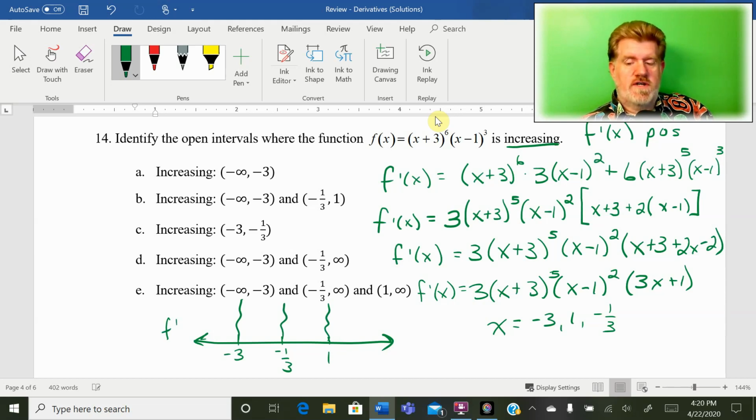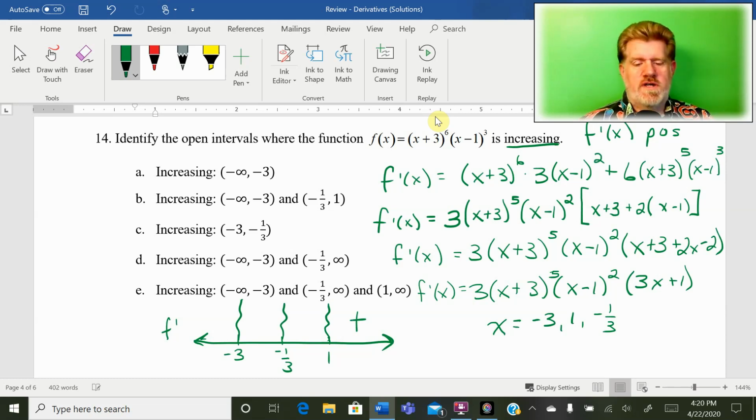This could be positive or negative. That's squared. So guess what? That's always positive. And that could be positive or negative. So pick a number greater than 1. Pick 10. 10 plus 3, 13 to the 5th. Definitely positive. Definitely positive. 30 plus 1, definitely positive. And 3 positives makes a positive.